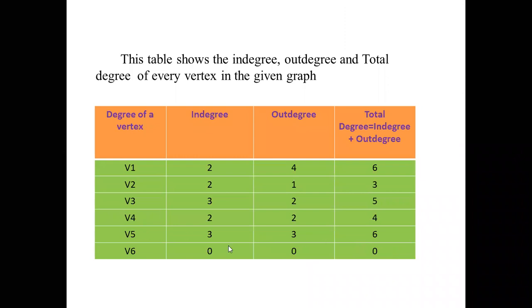So this is how we find degree of a directed graph. So first, in degree means the edge coming towards the vertex is called in degree, and the edge going towards the other vertex is called the out degree of that vertex. Okay.